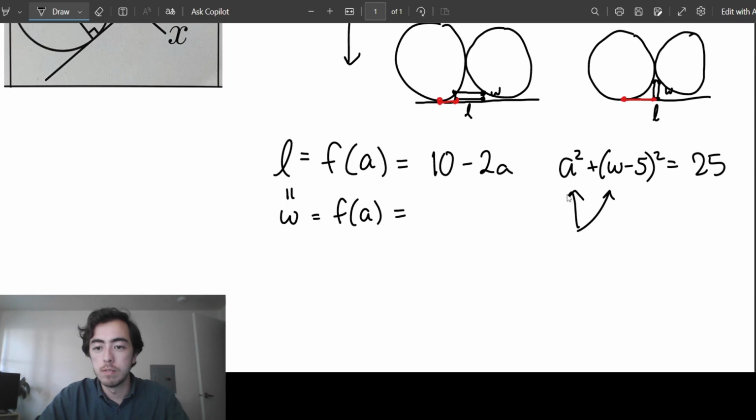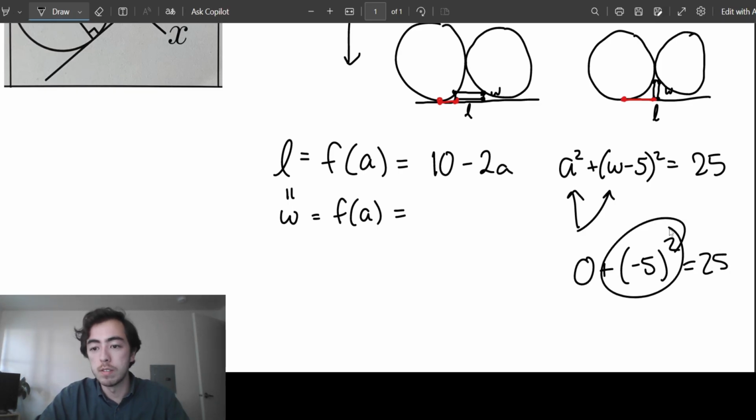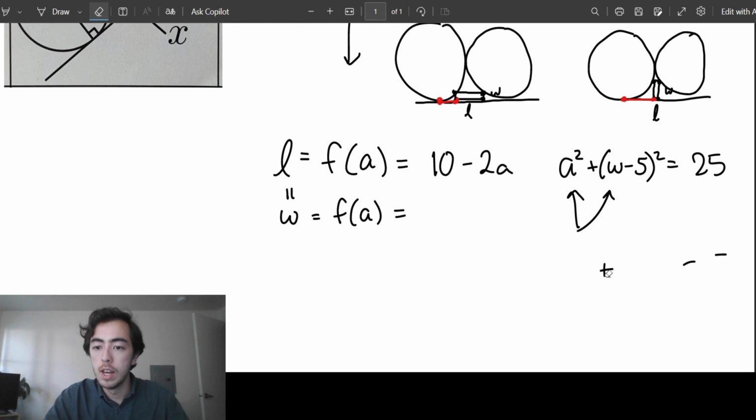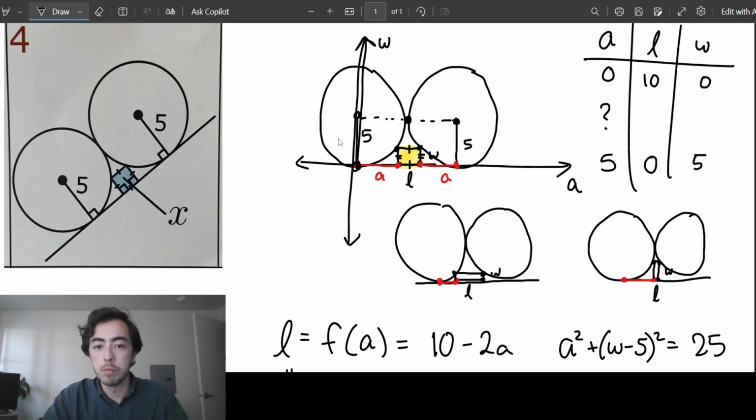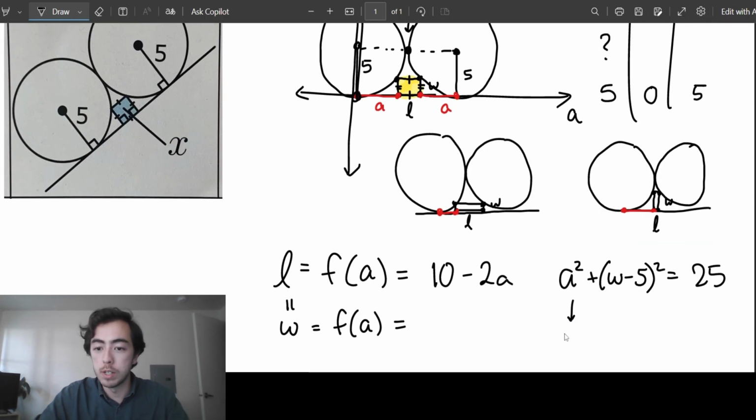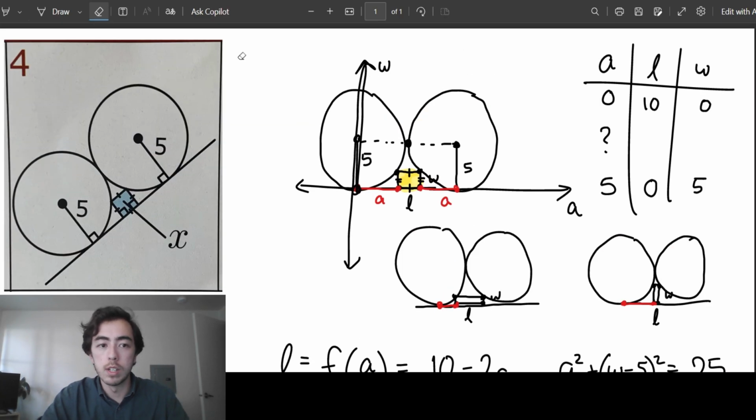Well, if A is 0, A squared is 0. And then if W is 0, then I get this negative 5 squared. And this is equal to 25 because that's the number 25. And so I trust this equation. Now I'm sure I could test out more points. Like I could plug in the point right here. This would be 5, 5. And yep, that still works because then this becomes a 25, this becomes a 0, and 25 plus 0 is 25. Okay, cool. So now I have some kind of relationship between this A length and the W length.